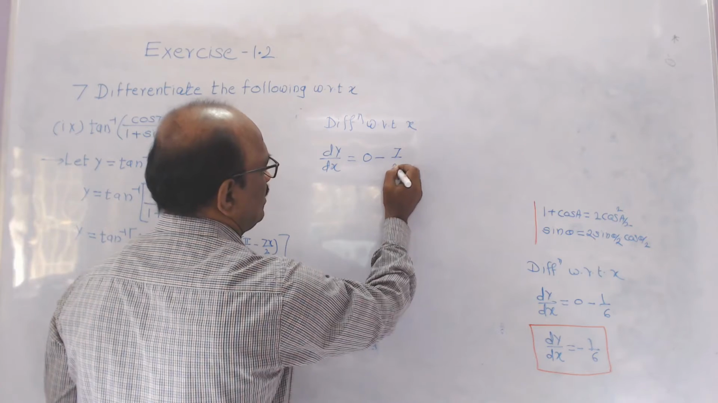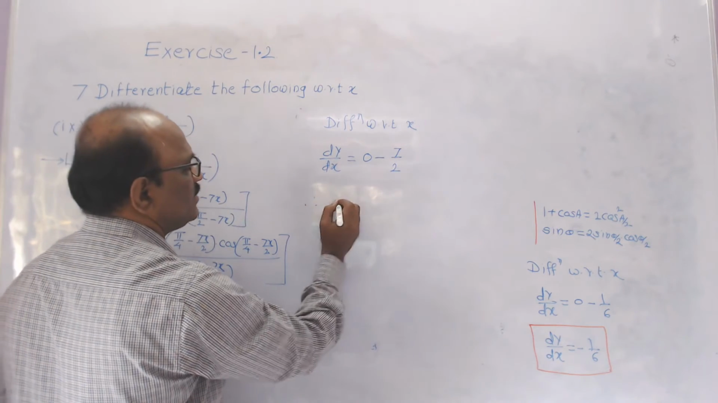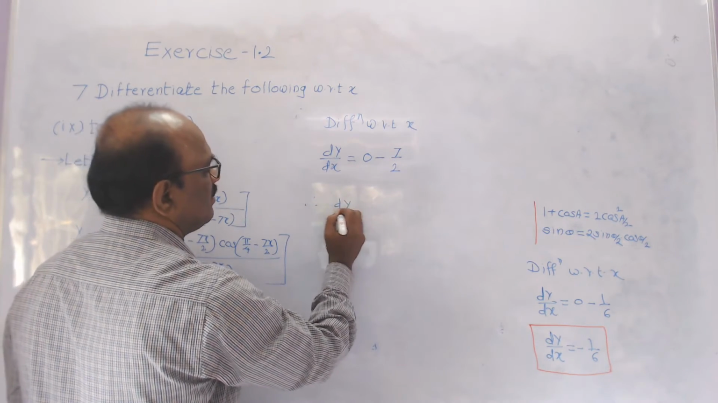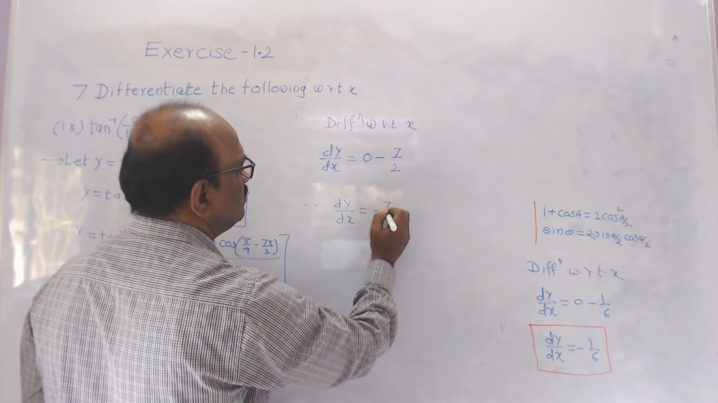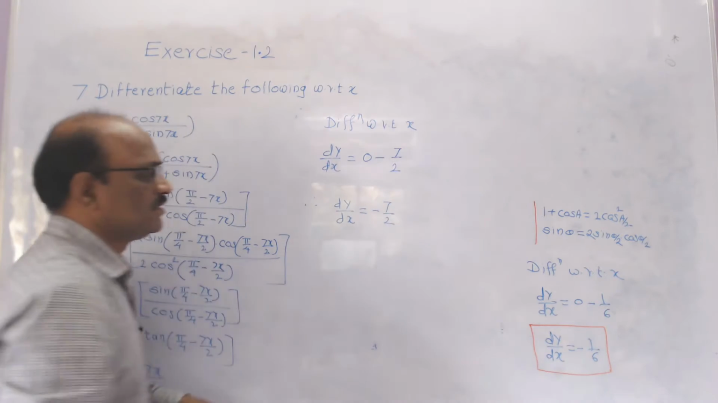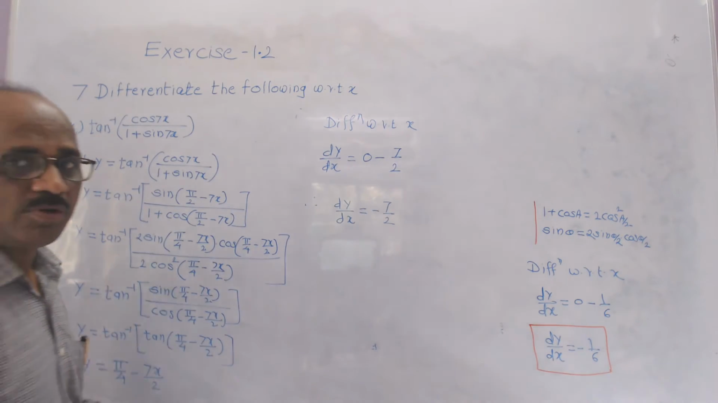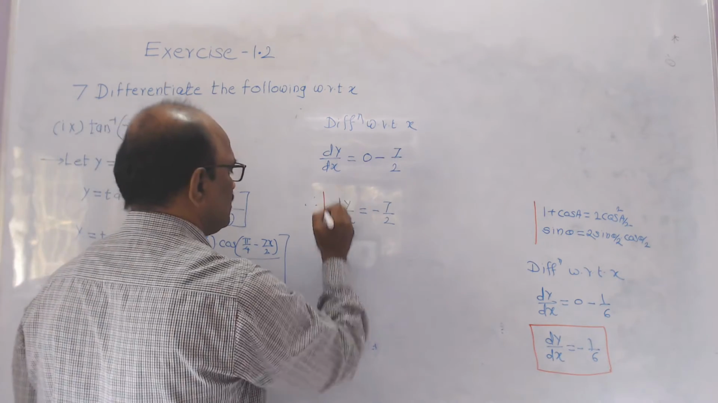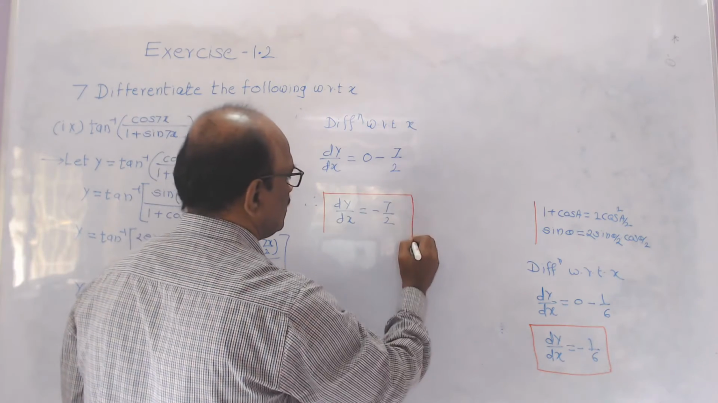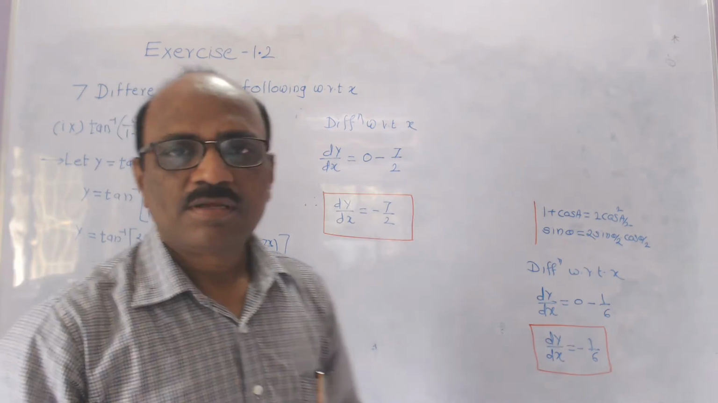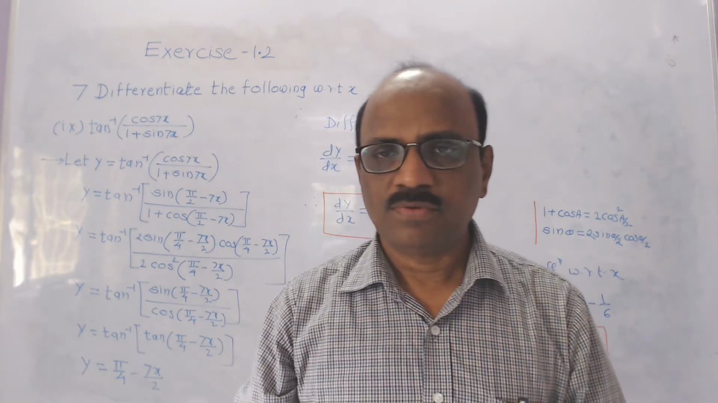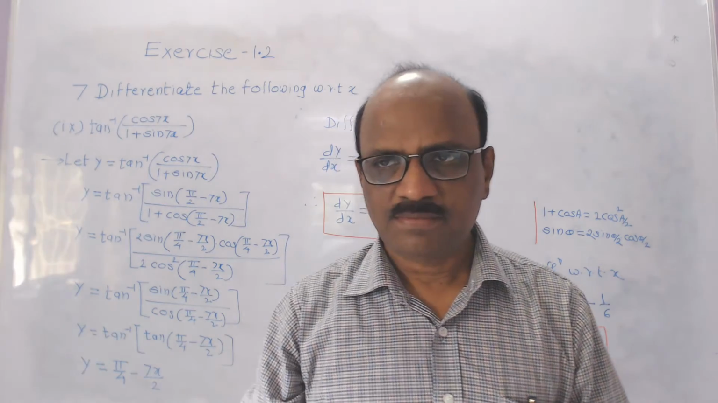Here 7 upon 2, and hence dy by dx is equals to minus 7 upon 2, and this is the answer. dy by dx is equals to minus 7 upon 2. Now we'll take the next problem.